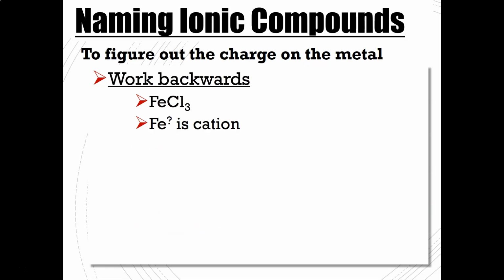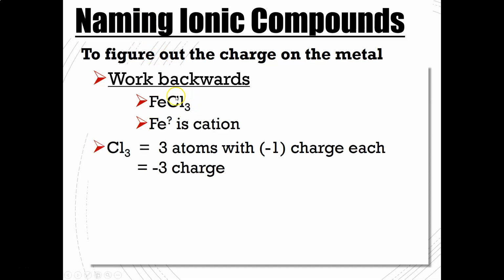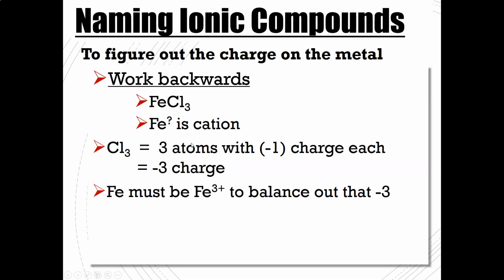So let's do this example. We're trying to figure out what the charge would be. Well, this is the cation, this is the anion. I have 3 of these chlorides. They each come with a -1, so there's a total of a -3 here. So to balance that out, the iron must be +3. So this is iron 3 chloride.